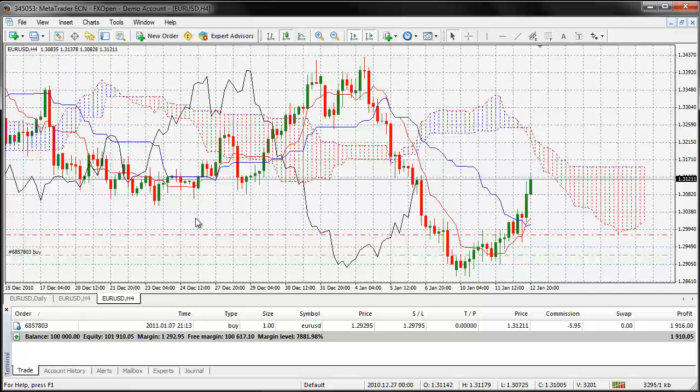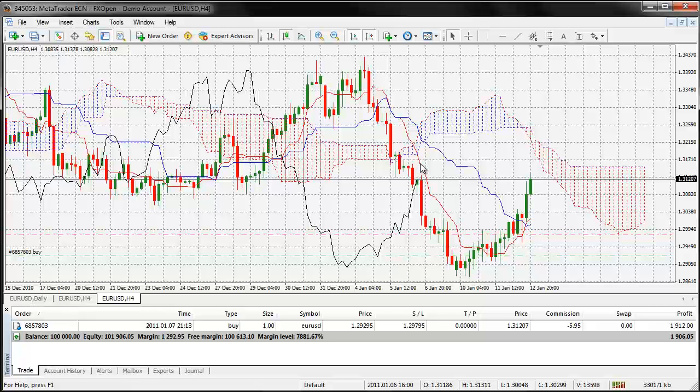First of all, home in on the currency prices, the candles, the green and red bars, home in on those. And then the next thing you want to take a look at is these blue and red lines. You see these blue and red lines here.